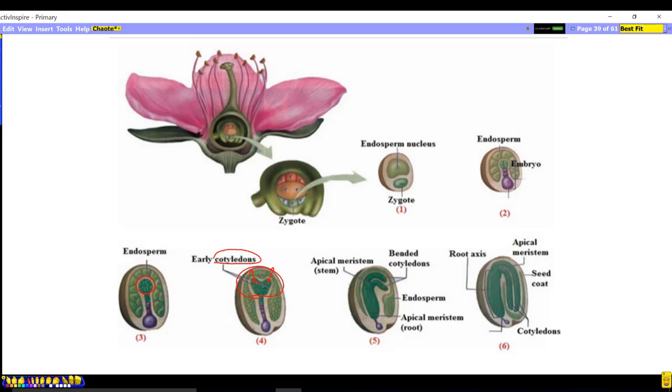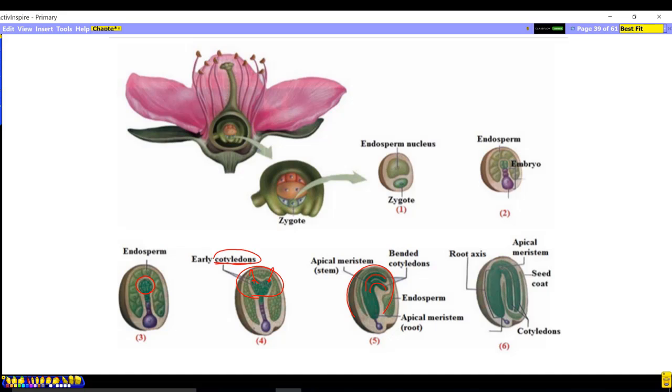So the specialty of the heart stage is that cotyledons start to appear. In the torpedo stage, the cotyledons extend more. It can clearly be seen that it is made up of two cotyledons, and we call them dicotyledon plants. Because the embryo looks like a torpedo which is upside down, we call it the torpedo stage.